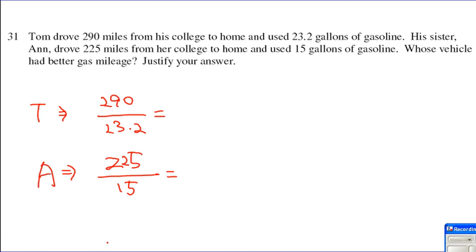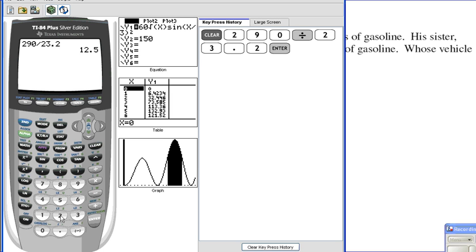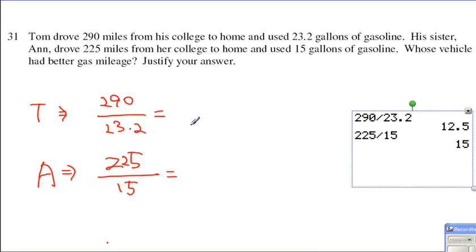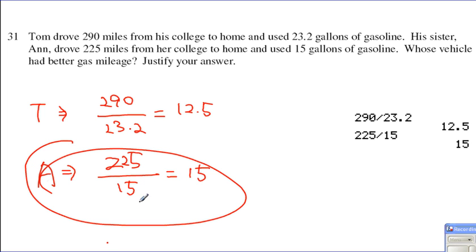So we have 225 divided by 15 will be also 15, as you know. This one was our calculation. So we have 12.5 miles per gallon versus the other one is 15. So which one has better gas mileage? It's gotta be ends.